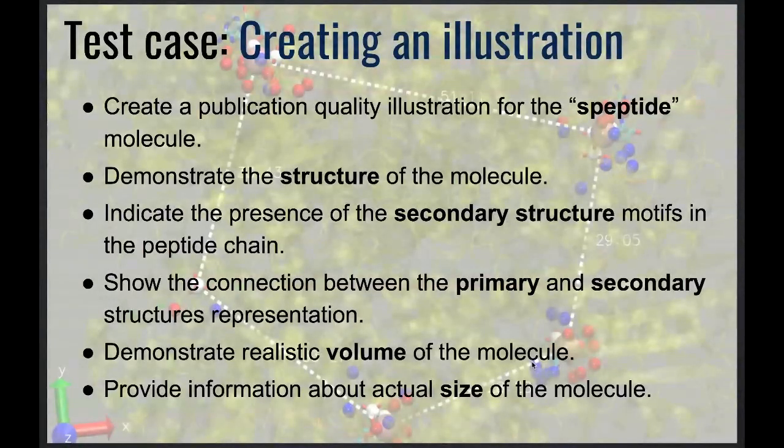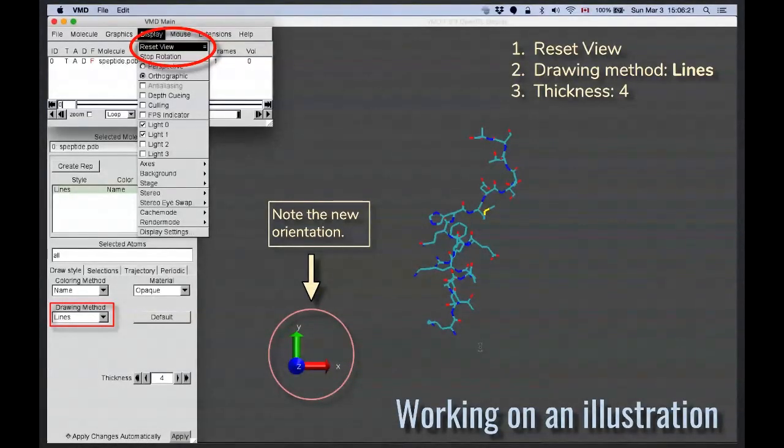At this point, we already know enough about how to use VMD and what it can do. Then we will try to learn by doing. So we are ready to work on a test case. We will create an illustration of that S-peptide molecule. We will try to demonstrate the structure of the molecule. We will try to highlight the secondary structure. And also we would like to show the connection between primary and secondary structure representations. We would also like to demonstrate how large the molecule is, what its volume is, and give an idea about the actual size of the molecule. So let's try it.